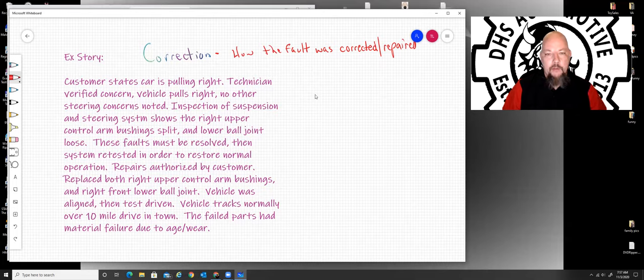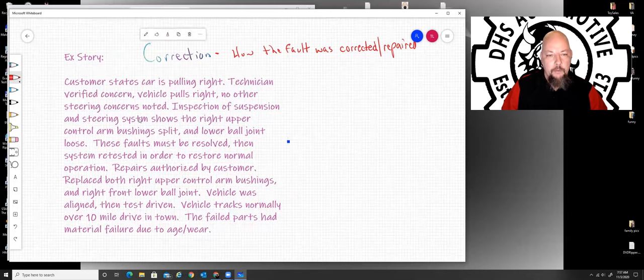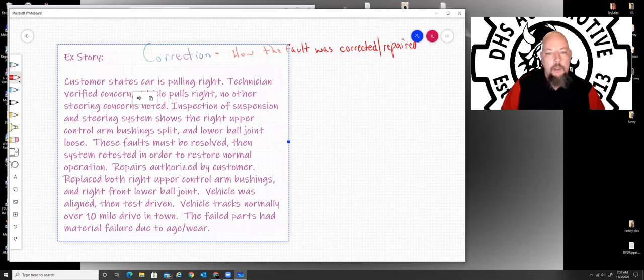Technician brings the vehicle back to the shop. Inspection of the suspension and steering system shows that the right upper control arm bushings are split and the lower ball joint is loose, okay? These faults must be resolved and system retested in order to restore normal operation, all right? Now, this statement right here is a proposal to correct it, okay? Technician believes if we fix these things, we're going to correct the pull condition. Okay, and then, of course, customer's got to get an authorization going for the repairs.